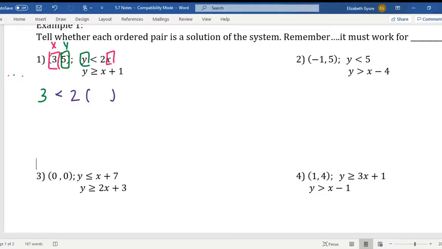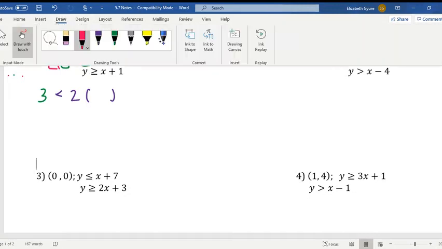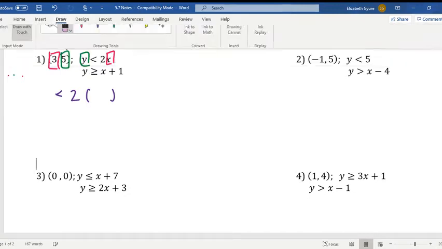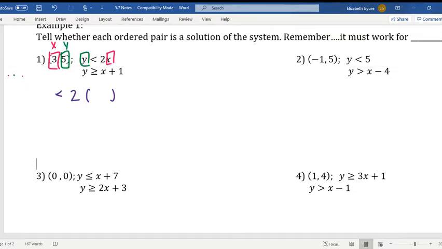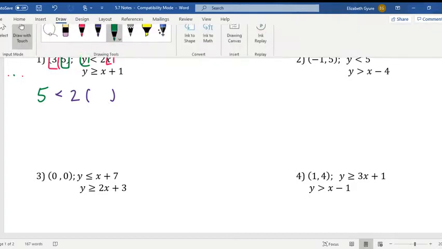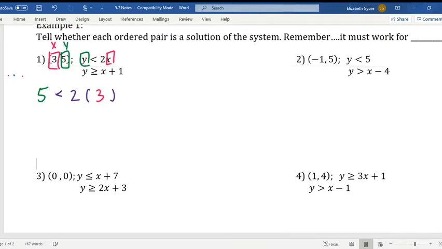Oh, wait, what did I do wrong? Do you guys see it? Uh-oh. Thank you, Aiden, I did. I messed that up. I was too focused on my color coding and not enough on my letters. So this should be a 5. And then 5 is less than 2 times your x, and your x is 3.